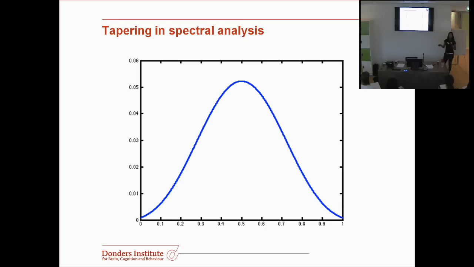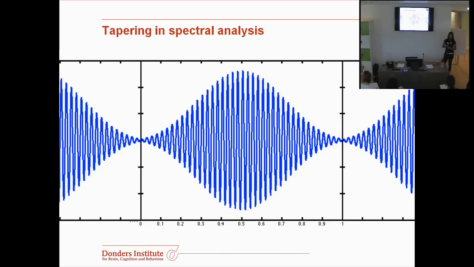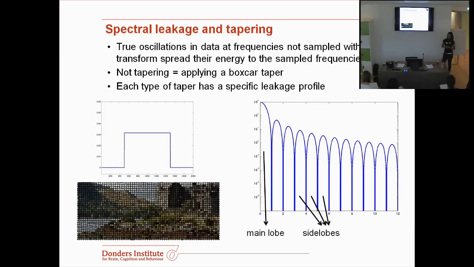Okay, so let's take a look at another example of tapering. So here we have a Hanning window, and we're going to apply this to a 40 hertz oscillation. And as you can see, it's tapered down on the edges, so that when we repeat it, this creates a smooth transition. So we've controlled the amount of leakage that's going on. So going back, true oscillations in your data at frequencies not sampled with your Fourier transform will spread their energies to the sampled frequencies. And this is implicitly the same as applying a boxcar taper, and each type of taper has a specific leakage profile. Now we said that if you want to control leakage, what you need to do is apply a taper on top of your signal. So then what you need to keep in mind is that different tapers have different spectral leakage profiles.